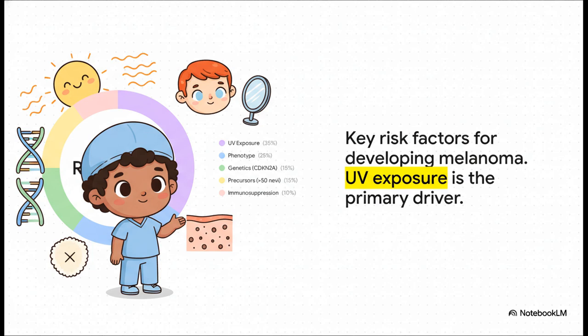So who's most at risk? I want you to think of it like this: a risk wheel. At the top, the biggest slice is UV exposure. We're talking about those intermittent, blistering sunburns you got as a kid. Next up is phenotype: fair skin, light eyes, red or blonde hair. Then you've got genetics. About 10% of cases are familial, and CDKN2A is the big gene you have to know for your boards. After that, precursor lesions, like having a ton of moles. And finally, immunosuppression, which just lets the disease be more aggressive.